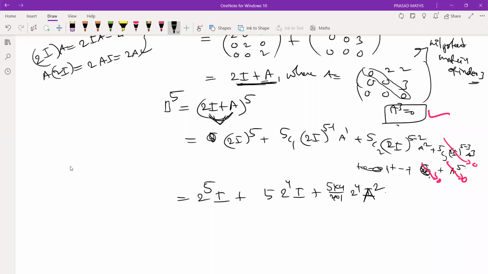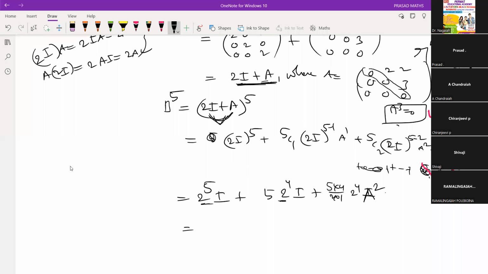Is it clear? Yes, yes. So therefore, 2 power 5 means 32. What is this? 16 into 5, 16 fives are 80. 80 plus 32 is 112.